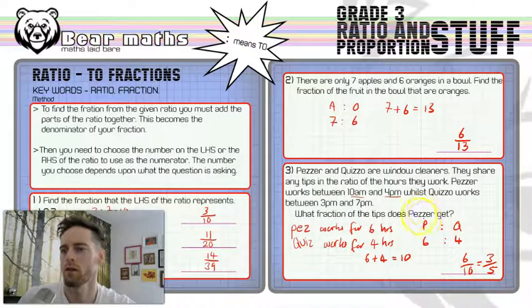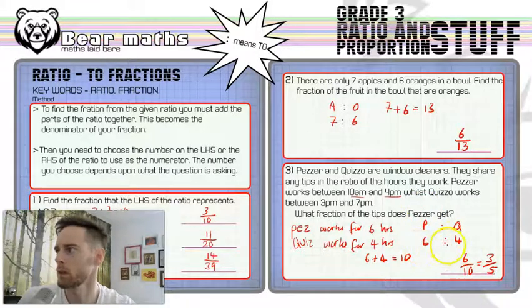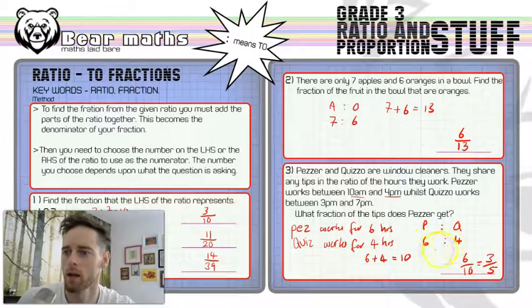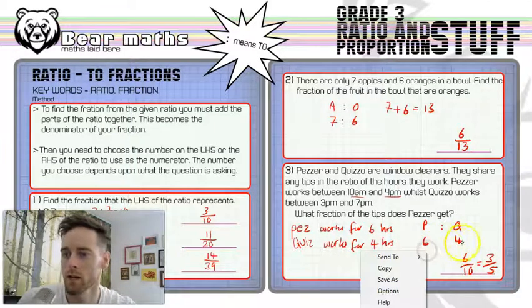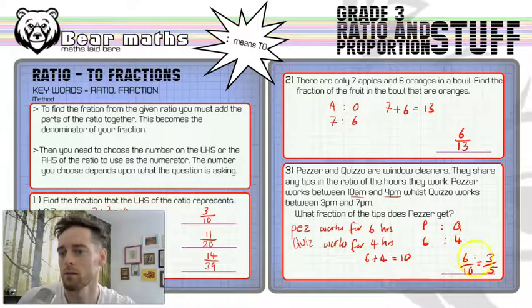3/5 of the total, because we could have simplified this ratio as well. Which I did in the previous video. And that is how we could have got 3/5 straight away, because we could have got 3 to 2, add 3 and 2 together, get 5. 3 parts out of the 5 parts. Okay, so that's how you turn ratios into fractions.